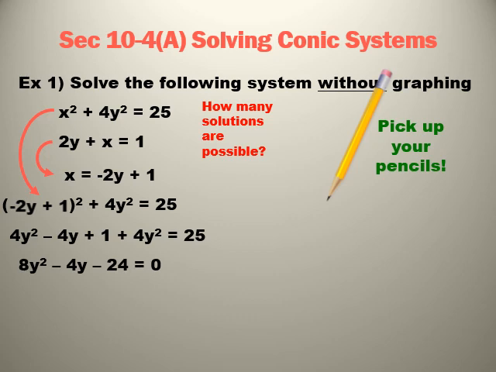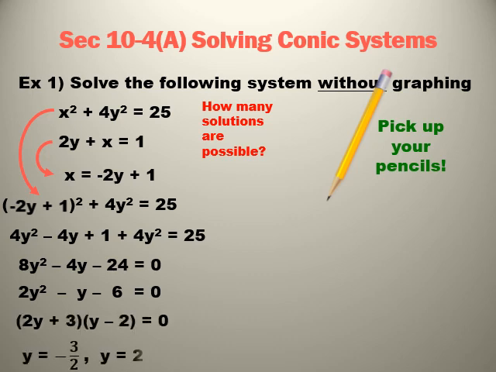And then we have to solve this equation. So that's a quadratic. We can solve it by factoring. If it doesn't factor, then we want to use the quadratic formula. First thing we should do in either case is divide through by the greatest common factor of 4. That ends up factoring. And so we get y values of negative 3/2 and 2.